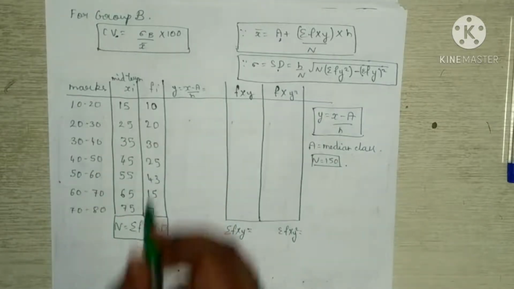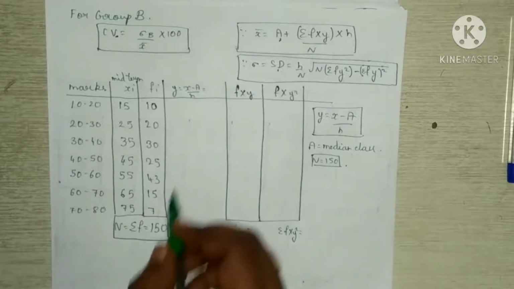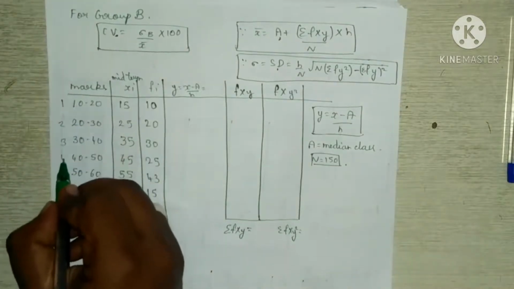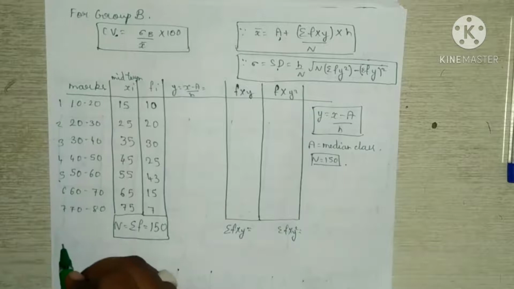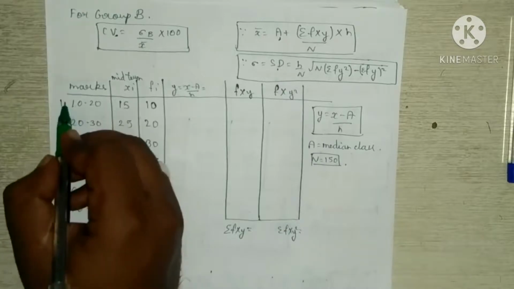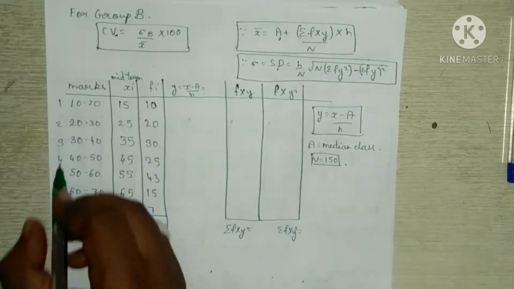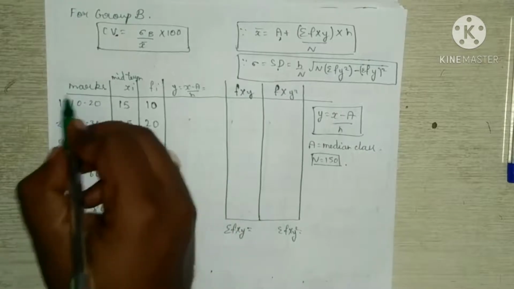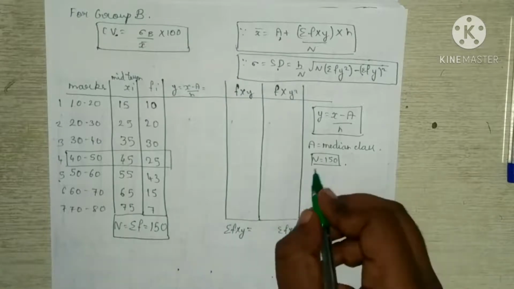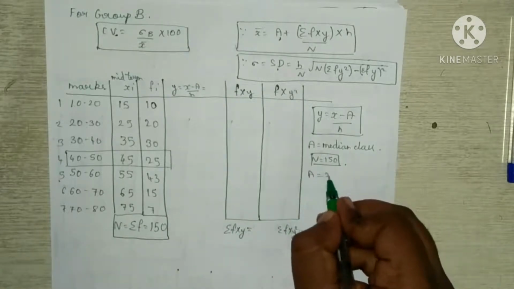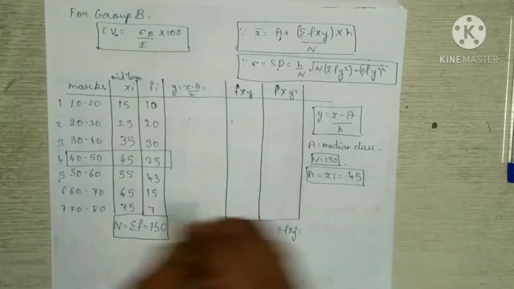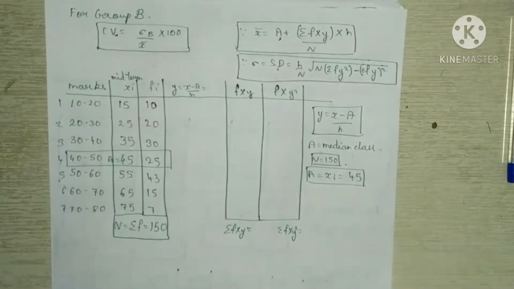You got x. You got f. Okay, you need to find a. How many terms are there? 1, 2, 3, 4, 5, 6, 7. 7 terms are there. 7 divided by 2 is 3.5, which means the fourth term. The fourth will be the middle term. Consider a is equal to x_i, which is nothing but the middle term 45. A is equal to 45.